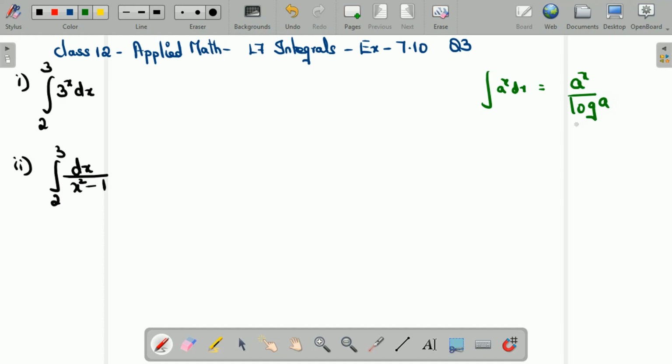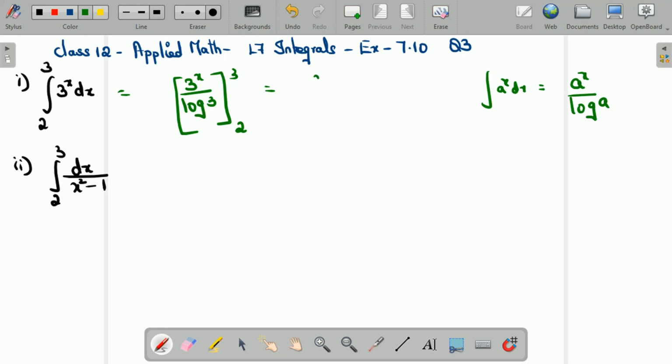Now let's substitute in this integration the values directly. So this is going to be equal to, a here is 3, so 3^x divided by log 3. The whole thing I need to apply the limits between 2 to 3. So now let's do this.